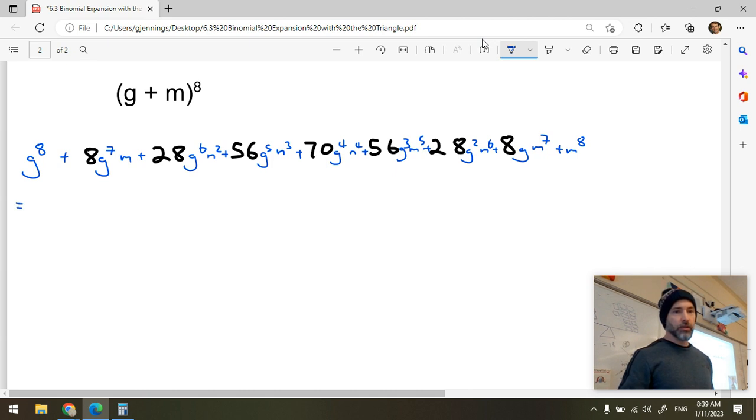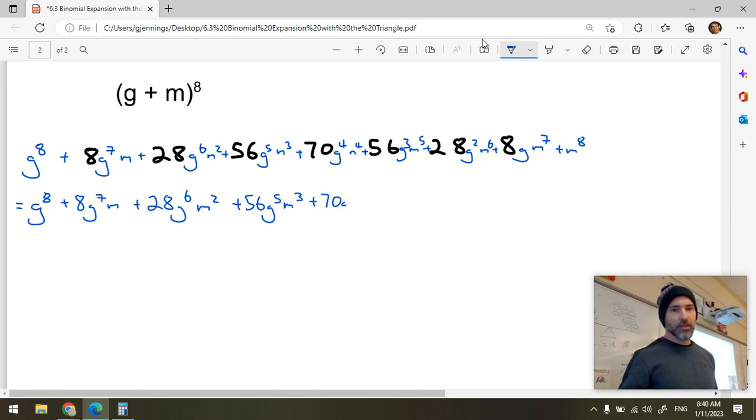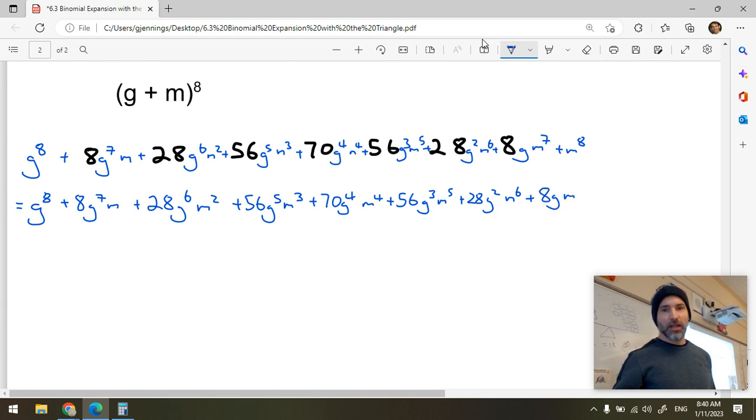We can write that out nicer. g^8 + 8g^7m + 28g^6m² + 56g^5m³ + 70g^4m^4 + 56g³m^5 + 28g²m^6 + 8gm^7 + m^8. So you can see the pattern in the exponents.